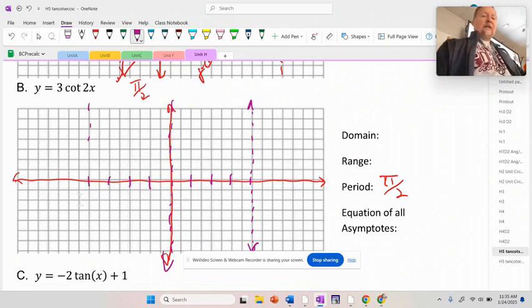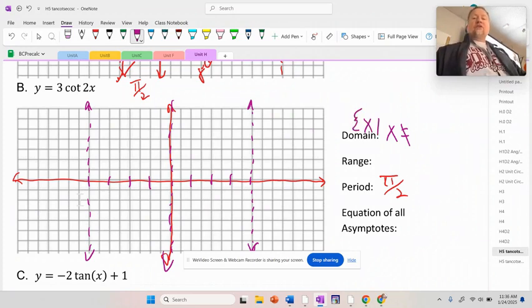So once I find the first ones, I don't have to do that fractional math anymore. Cotan's a lot easier. All right, so what's the domain? Well, we can do it now. X does not equal, because this is domain. I was thinking of asymptote, so I'm going to put my set builder notation in. And the period's pi, so it's pi over 2n. And the equation of all the asymptotes are x equals pi over 2n.